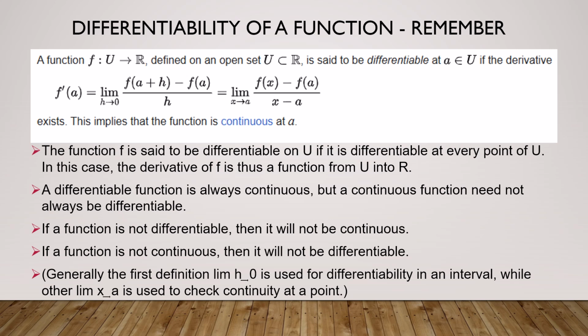Now if a function is differentiable, then it implies that the function is also continuous at a. Also the function f is said to be differentiable on U if it is differentiable at every point of U. In this case, the derivative of f is thus a function from U into R. Now remember these statements. A differentiable function is always continuous, but a continuous function need not always be differentiable. We will see this later with an example. If a function is not continuous, then it will not be differentiable.